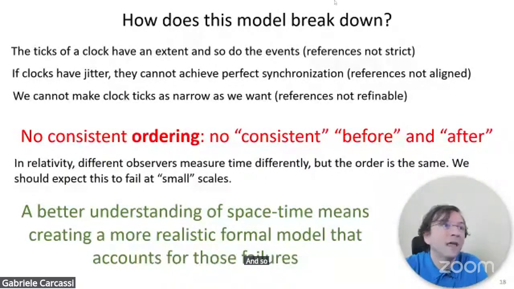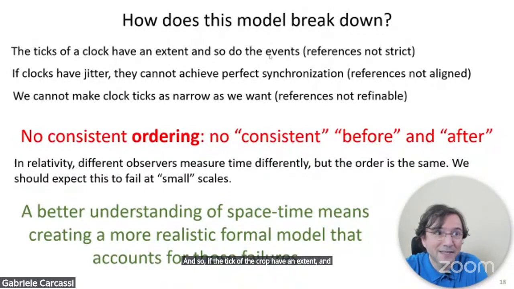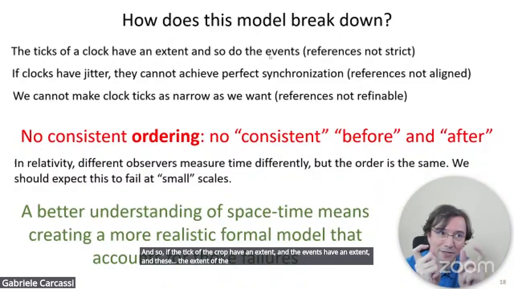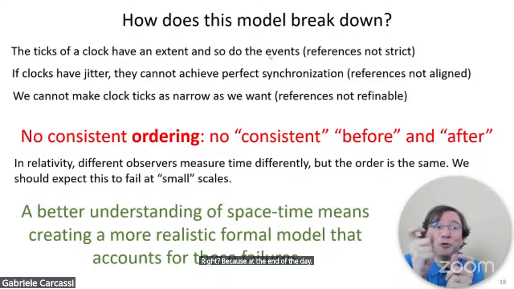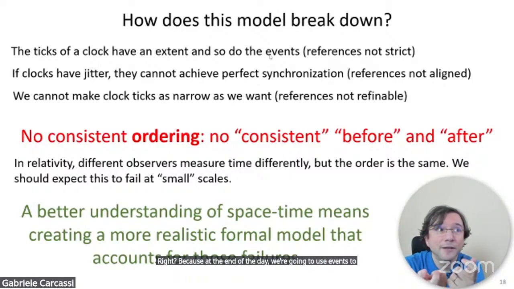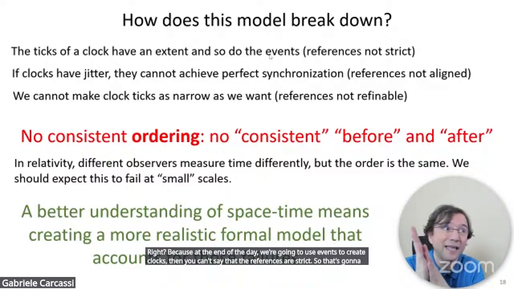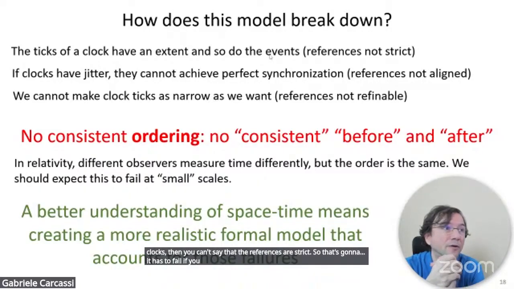And so if the tick of the clock has an extent and the events have an extent, and the extent of the events and the tick of the clock are comparable, right? Because at the end of the day, we are going to use events to create clocks. Then you can't say that the references are strict. So it has to fail if you can't make that approximation.